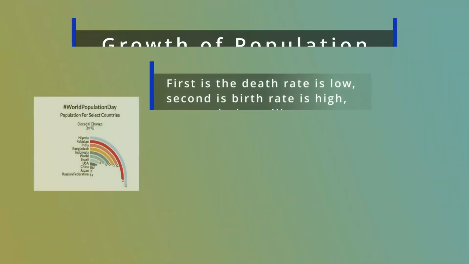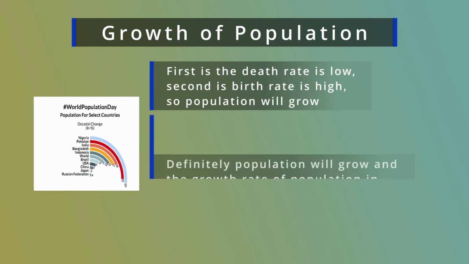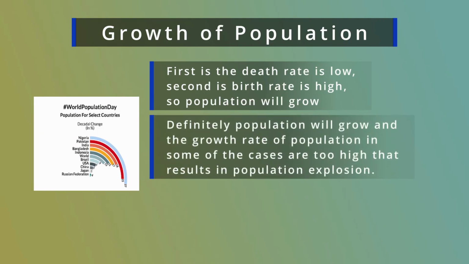So because of this, the birth rate still remains high. It is not that family planning programs were not initiated during this stage. They were initiated, but they were not successful because the preference of the general people is toward the large family. So the birth rate will be high. If we sum these two together, what are the characteristics? First, the death rate is low. Second, the birth rate is high. So the population will grow. Definitely the population will grow, and in some cases the growth rate is so high that it results in population explosion.